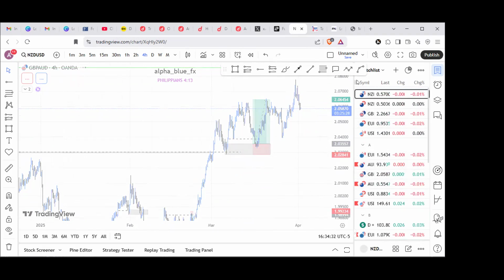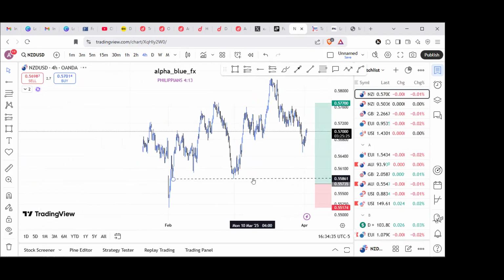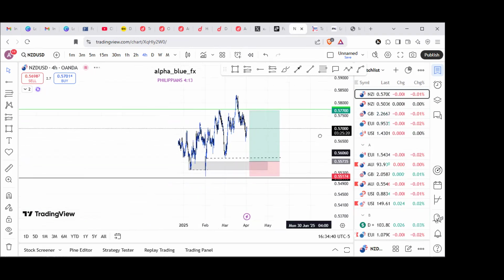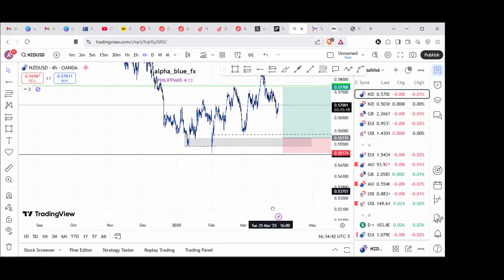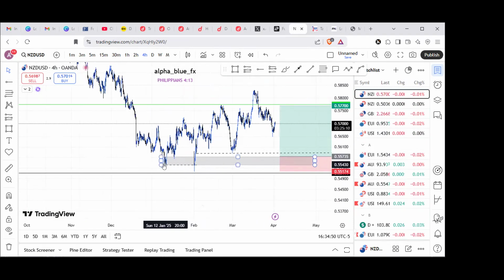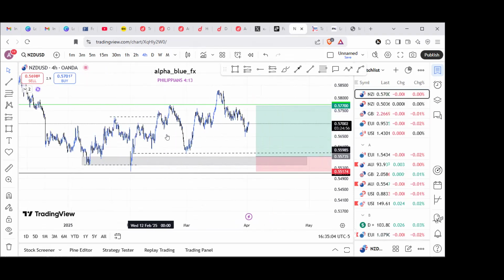Now let me show you NZD-USD, another example. So this is NZD-USD. What happened? In fact, on this NZD-USD, you could have even taken your trade here because we got a sweep down here. Then we got the first break of structure. Market came down. Before the break of structure, it gave us the inducement. This is the inducement right here.